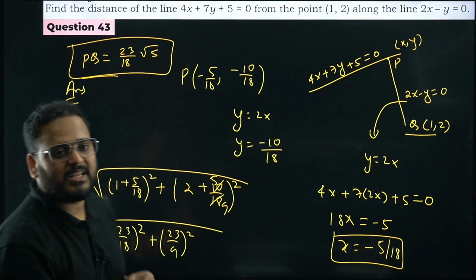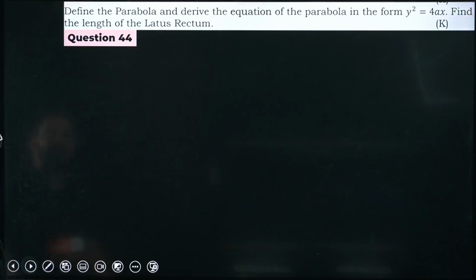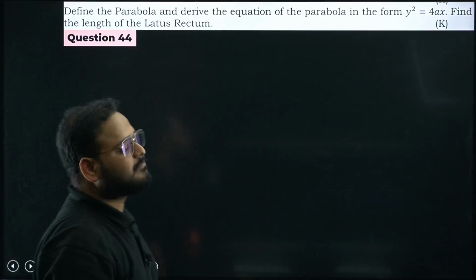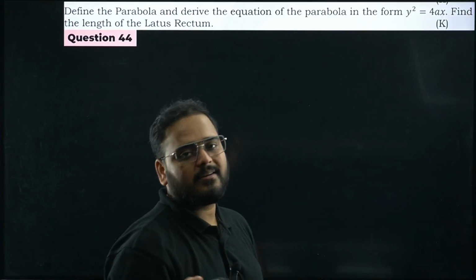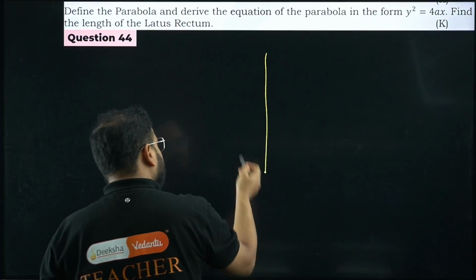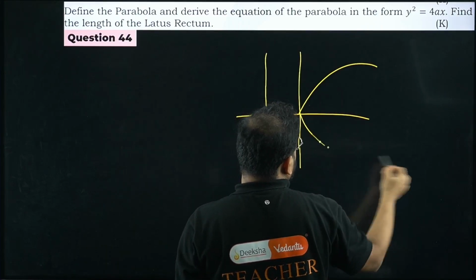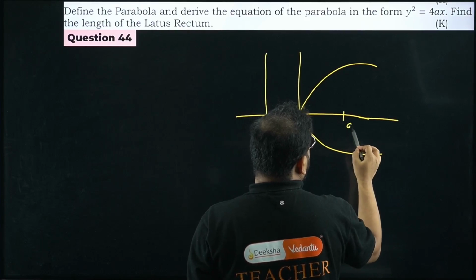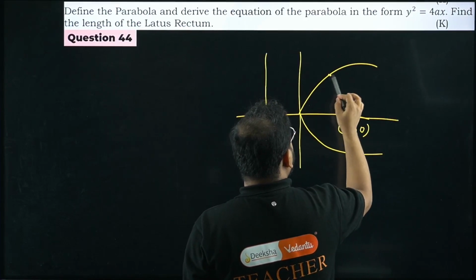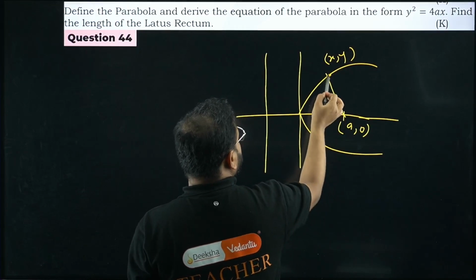43 is done. Let's move on to question number 44. 44 we'll solve quickly. Define the parabola. Do we know this, right? A locus of a point which will be equidistant from the fixed line, the directrix, and the fixed point, the focus. Focus will be a comma 0. Point will be x comma y. So this distance and this distance will always be equal.